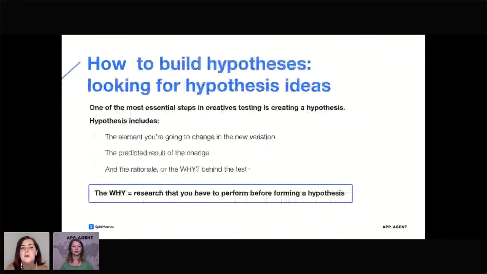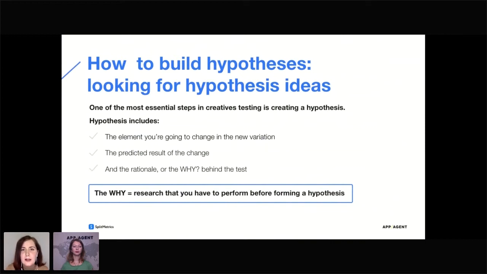So in this whole A/B testing process, one of the most essential steps is creating a hypothesis. Definitely you can run an experiment without one, but then you are risking running A/B tests for the sake of running A/B tests. So before testing your creatives, you have to be aware of what you're expecting to learn from this experiment. And that's why we insist on having a solid hypothesis. What would it include? First, the element you're going to change in the new variation, then the predicted result of the change, and the rationale or the why behind the test.